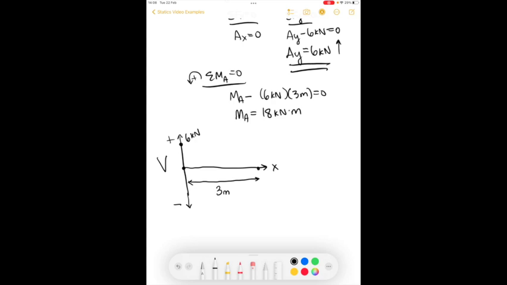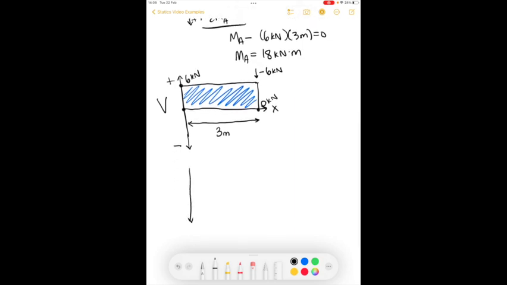And the next thing I do is I will continue in a straight line until the next external force, which doesn't happen until we get to the end of the beam. There are no forces or moments applied until we get to the end. And here we see a downward 6 kilonewtons. So I'm going to go down from 6. 6 minus 6 is 0. And so I end here at 0 kilonewtons. And so this is my shear diagram for this beam.